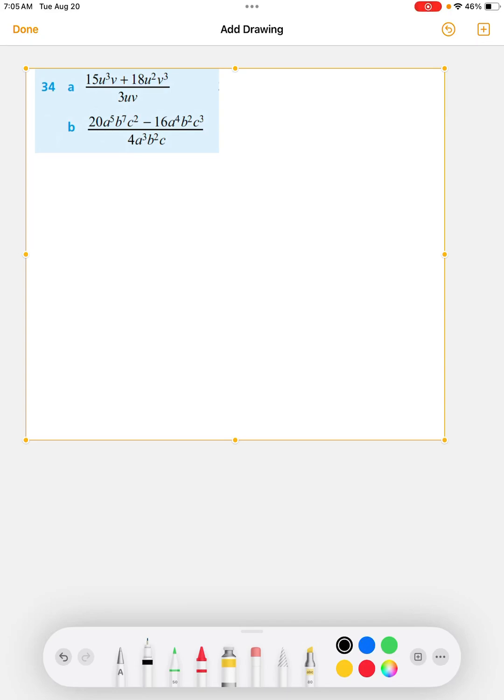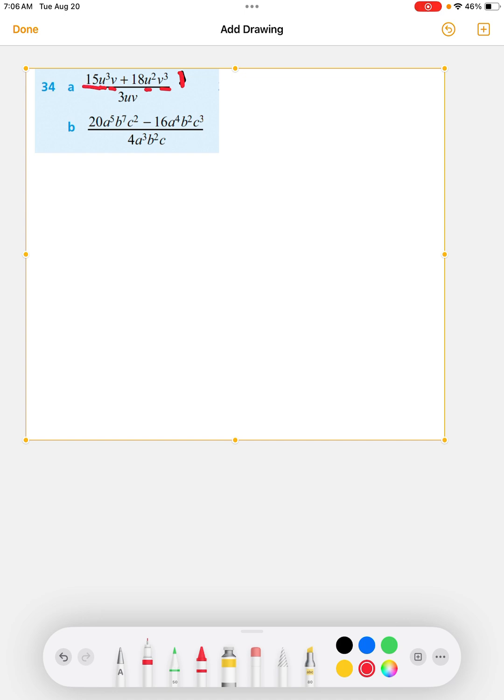Okay, so for a problem like number 34, the first thing we want to do is to see if in the numerator, which is the top up here, can we combine the two terms that are being added. And you can only combine like terms if the variables are the same and the exponents on the variables are the same. So what I see here is I have a u to the third and I have a u squared. So these are not the same, and so I'm not going to be able to combine the numerator. So that leaves me with the only thing I can do is simplify this as much as possible.